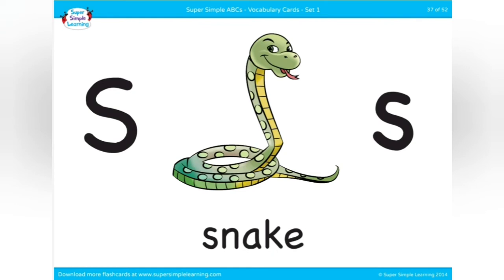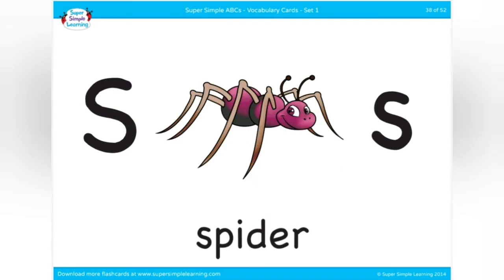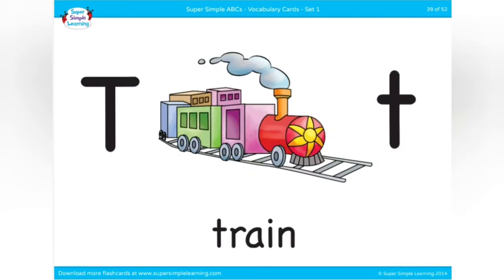Then we have S. S. Sound of S is S. Snake. Spider. Can you tell me what comes after S?